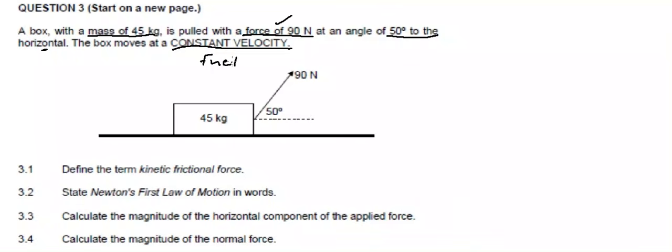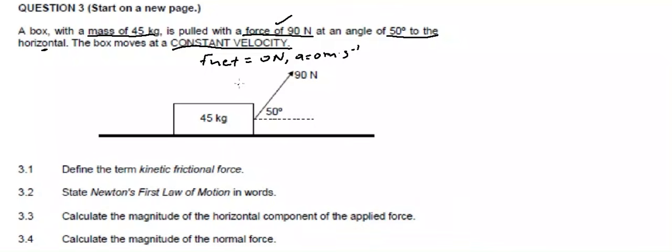F net is equal to 0 because of constant speed. F net is equal to 0 newtons because the acceleration there is equal to 0. There is no change in speed. There is no change in velocity. Therefore, net force is equal to 0 and the acceleration is equal to 0.